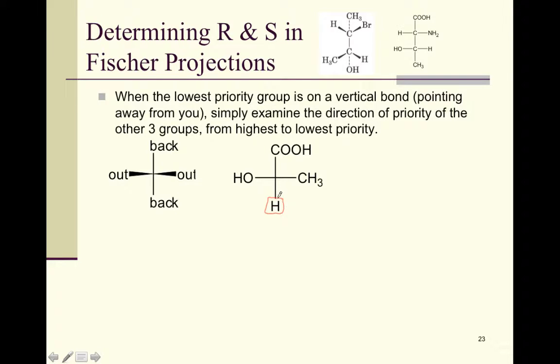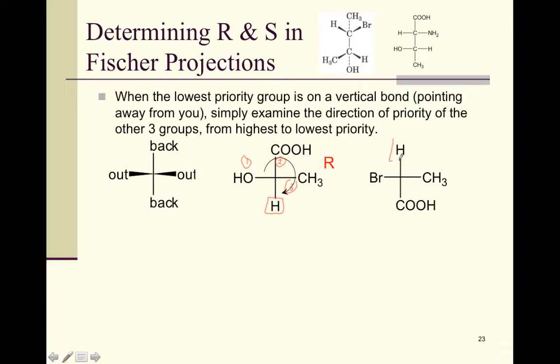Since hydrogen, the lowest priority, is on a vertical, meaning it's going away from us, it's the direction that we observe. So we have oxygen as number 1, this carbon with its oxygens number 2, and this is number 3. Notice this is going in an R direction. This is an R molecule. So the advantage of a Fischer projection is we can still show three-dimensional structure or the spatial orientation without having to draw all those wedges.